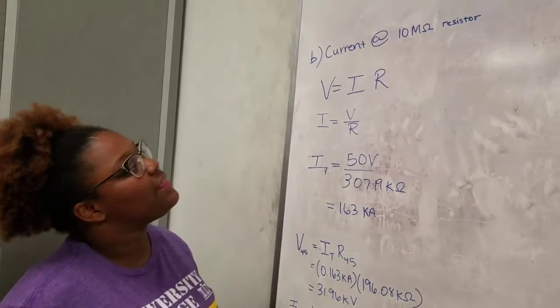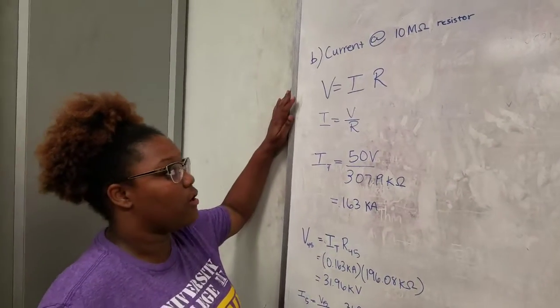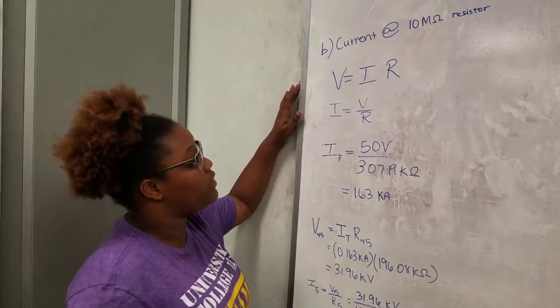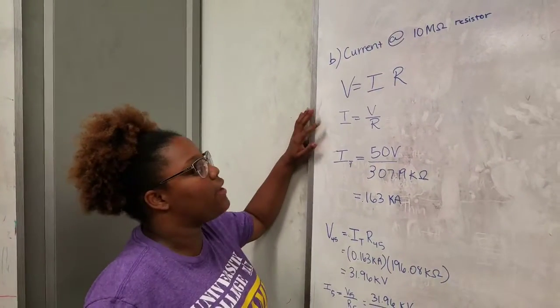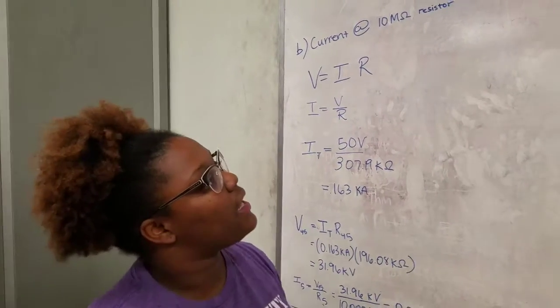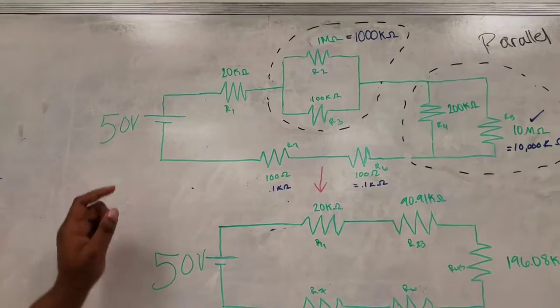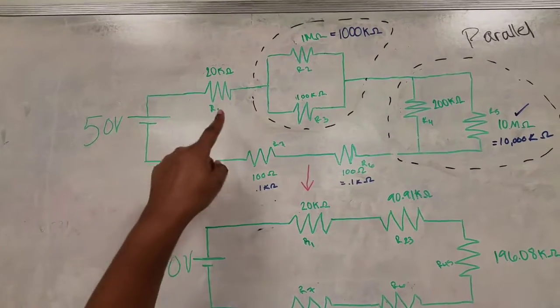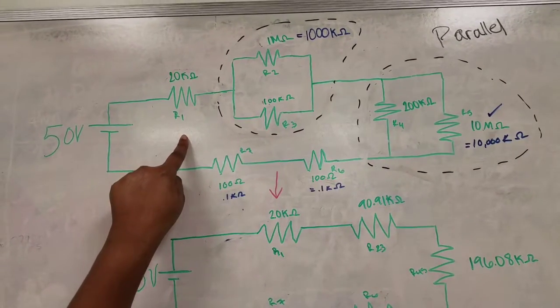To find the current at the 10 mega ohm resistor, we'll need the equation V equals IR, V being the voltage, I being the current, and R being the resistance. We'll move the equation around until we get I equals V over R. Then we'll come back and look at our circuit, where we'll see that the current goes up and through this resistor, which is in series, so the current is equal to the total current.